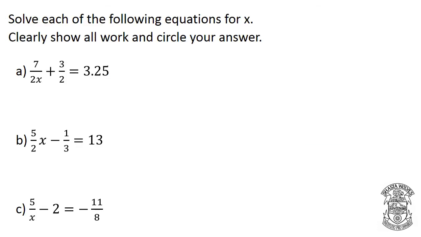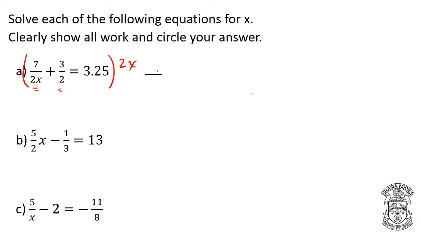Solve each of the following equations for x. Clearly show all of your work and circle your answer. In this first one, I'm going to choose to multiply both sides by 2x. And when I do that, it's going to have the very beneficial effect of eliminating all the fractions that I see. This 2x will be gone and that 2 will be gone.